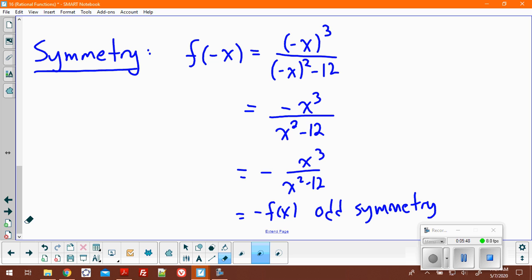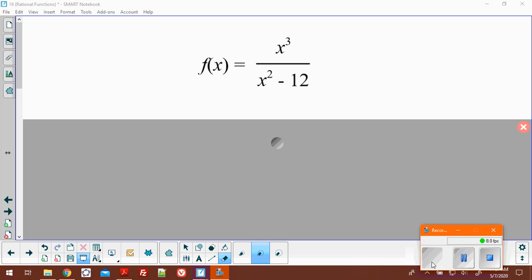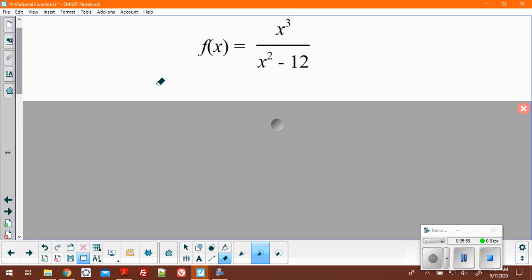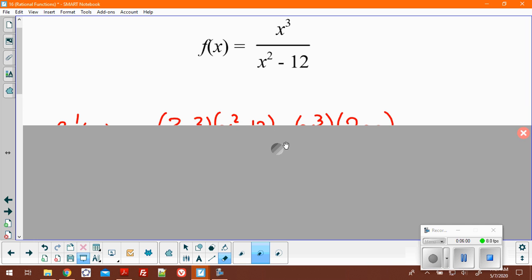Okay, so we've done all our work with the regular function. Now it's time to look at the derivative. So for reference, here's the original function. Okay, it's rational, so it's a quotient. So we're going to use the quotient rule to figure this out.